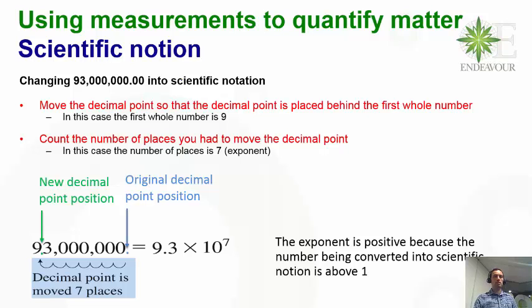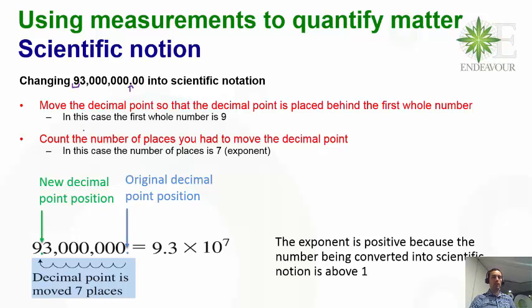So it's possible to write this number in what we call scientific notation by moving the decimal point. The first step towards writing this number in scientific notation is to move the decimal point so that it is placed behind the first whole number. The first whole number in this expression is the number 9. So essentially we need to move this decimal point from where it is right here all the way up to the gap between the 9 and the 3.